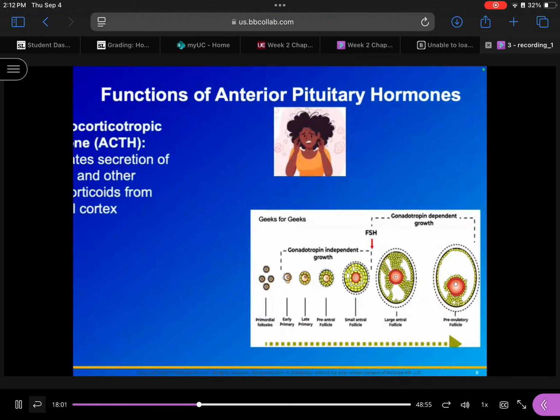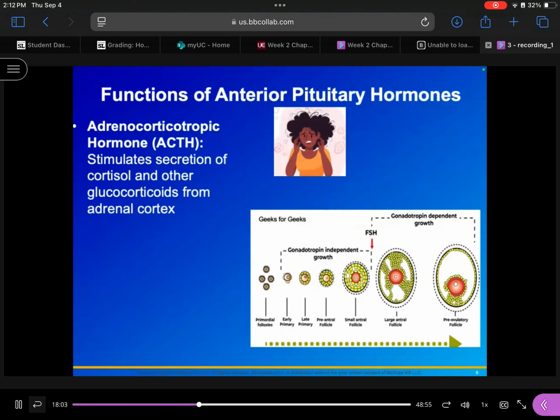All right, looking at the adrenocorticotropic hormone. This is going to stimulate secretion of glucocorticoids, and cortisol is going to be one of those, and that comes from the adrenal cortex. This is going to be a stretch. Do any of you remember the adrenal cortex, and you had 3 zones there? You had the capsule, and then you had 3 zones. Does anyone remember the zones?